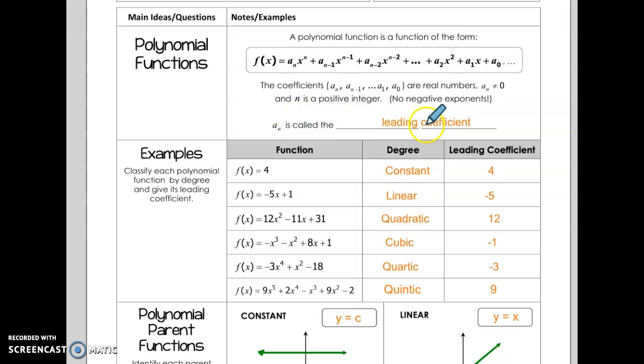A sub n, like we said, is the leading coefficient. So quick little overview from the table. Each of these are classified by the type of degree. Degree here is 0, so it's a constant, leading coefficient 4. Degree here is a 1, so it's linear, leading coefficient of -5. Degree here is 2, so it's quadratic, leading coefficient of 12. Degree here is 3, so it's cubic, leading coefficient of -1. Next one is quartic because degree 4, leading coefficient of -3. Next one is quintic because it's degree 5, leading coefficient of 9, and these are all in standard form.